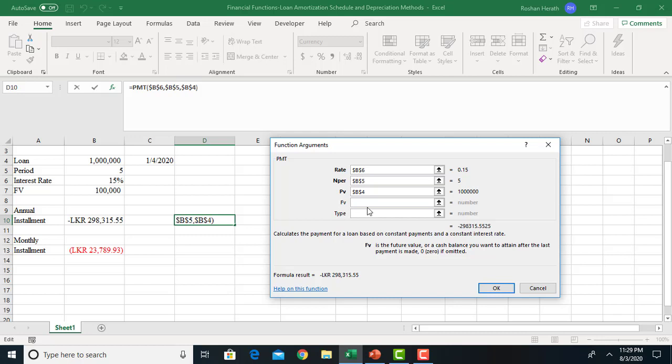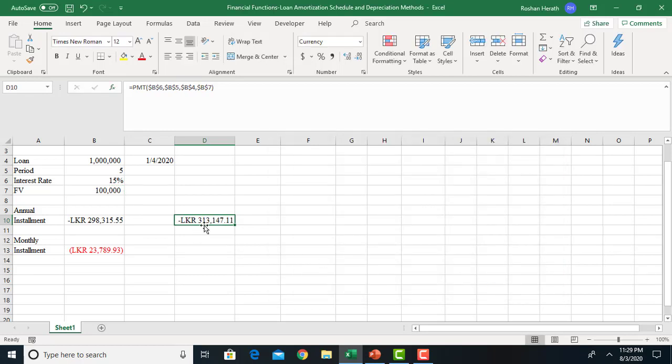In this particular case, you have to identify this future value. So I make it constant, then see what happens. It is 313,147. So as we expected, as we predicted, the annual installment has become higher than the previous. That is to compensate the saving that you expect to make.